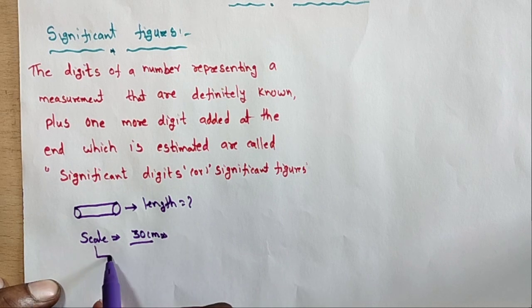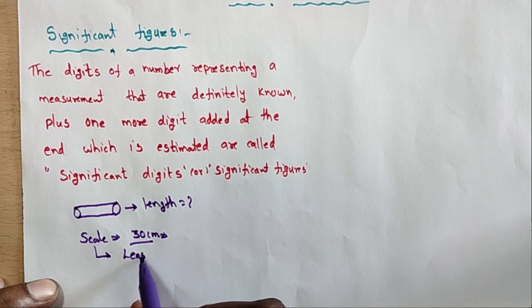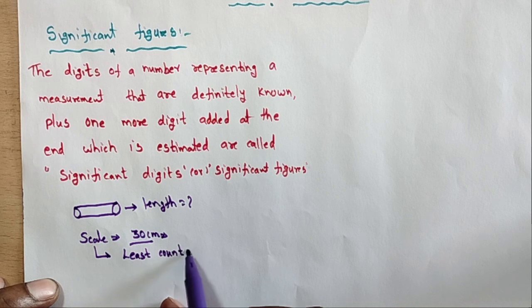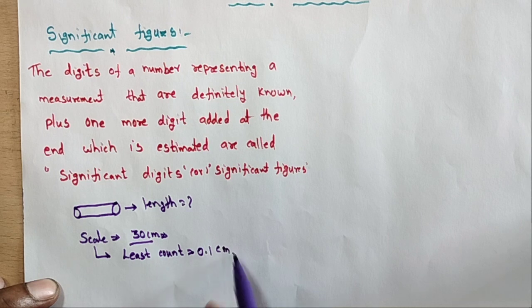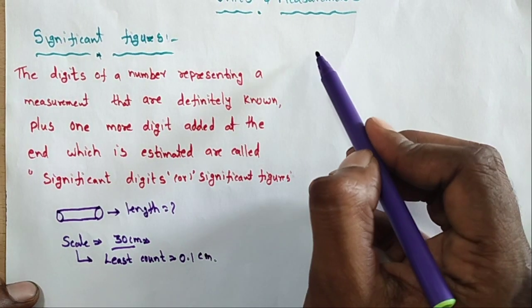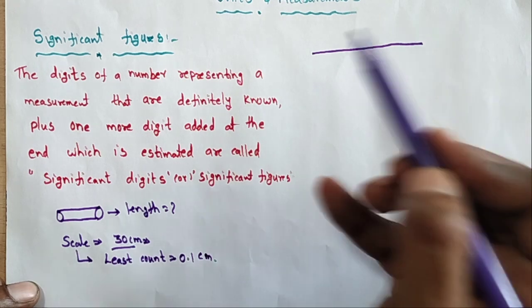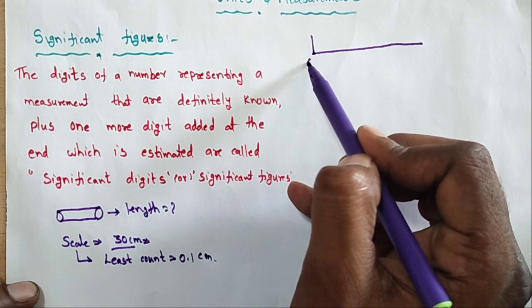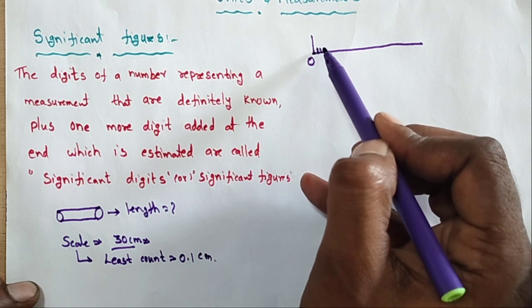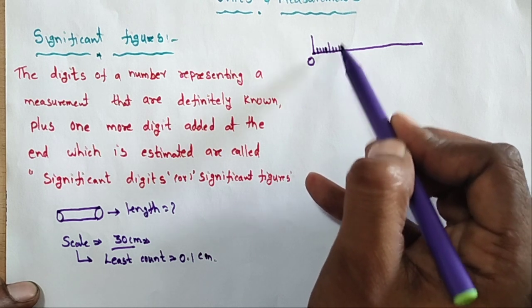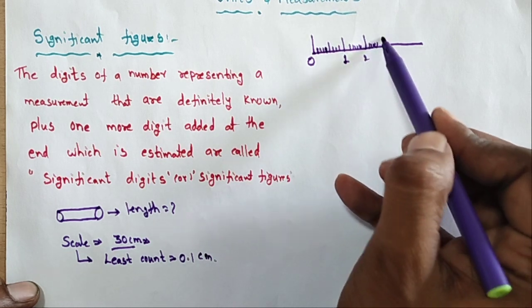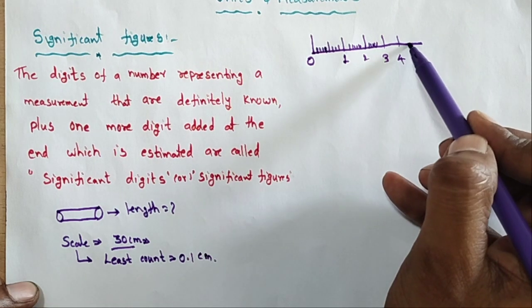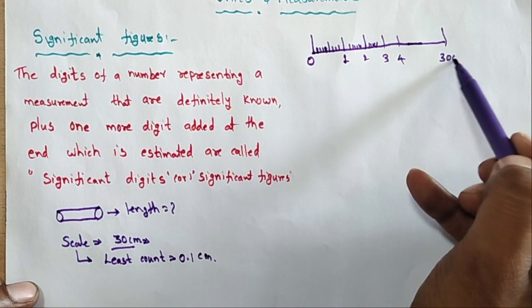Every measuring instrument has a least count. Here, the scale I am taking has a least count of 0.1 centimeter. The scale has some values: this is the zero value, then some lines, 1, 2, 3, 4, 5 like this. 1 centimeter, 2 centimeter, 3 centimeter, 4 centimeter, up to 30 centimeters.